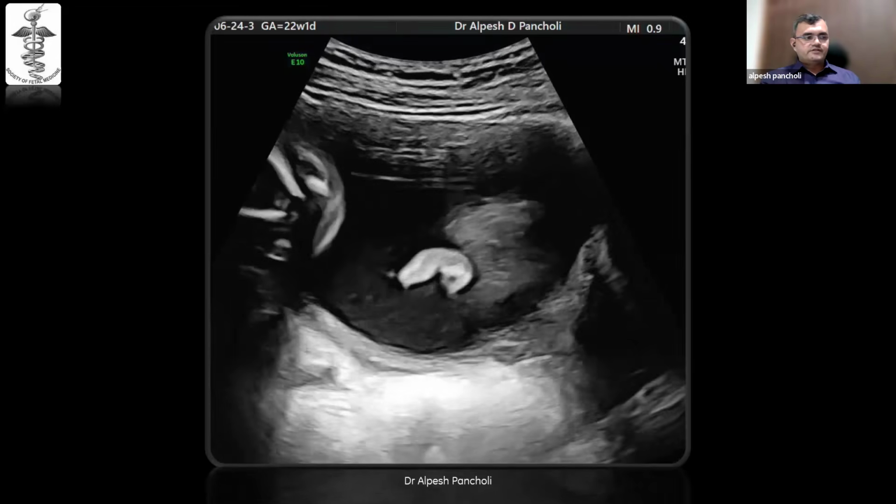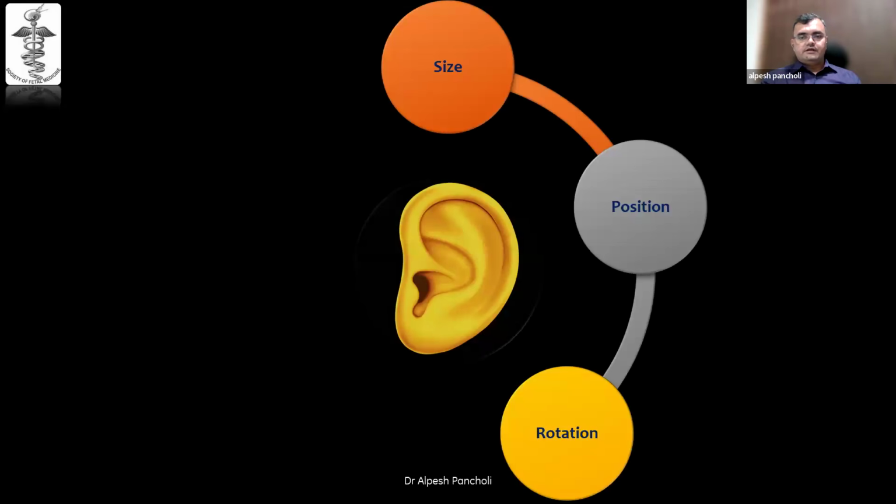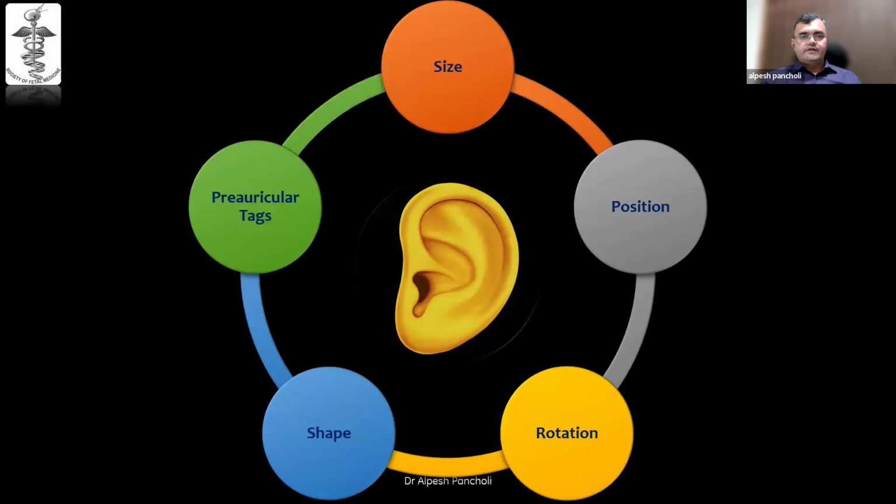Coming to the abnormalities of the external ears. Abnormalities can be in the size, position, rotation, shape, and preauricular tags. I will not go into details of shape because it's very difficult to assess on prenatal ultrasound.